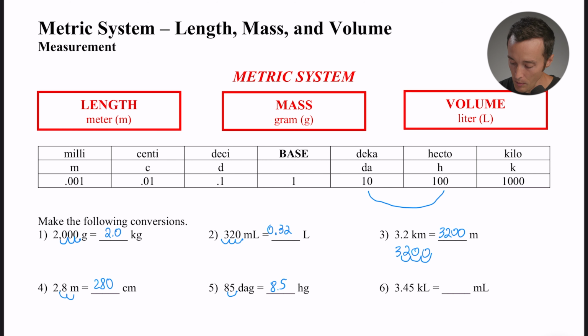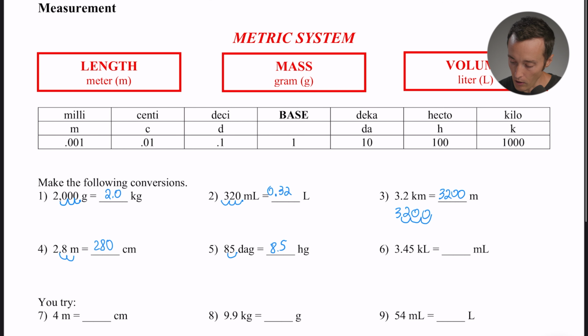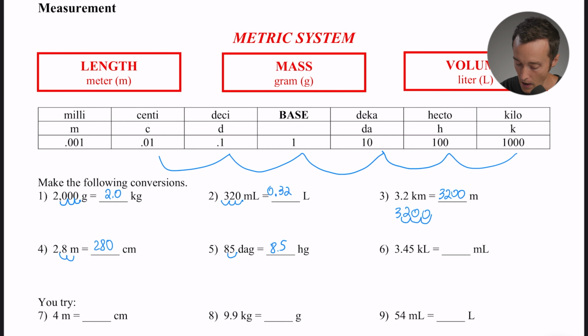So it looks like we've got 3.45 kiloliters, and we want to go to milliliters. All right, so check this out. We are all the way at kilo, and we want to go to milli. So here we go. We're at kilo. So 1, 2, 3, 4, 5, 6 places to the left. So we're going to have to move our decimal point 6 places to the right. So if I had the 3.45, 6 places from where it's at to the right: 1, 2, 3, 4, 5, 6. Fill these in with zeros.